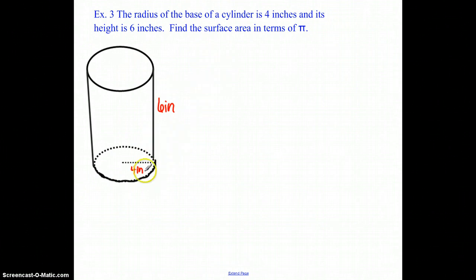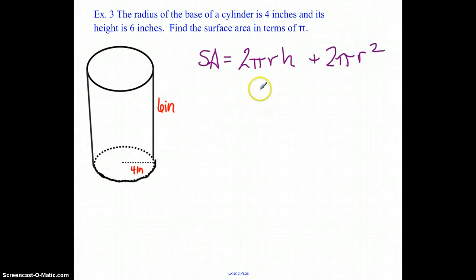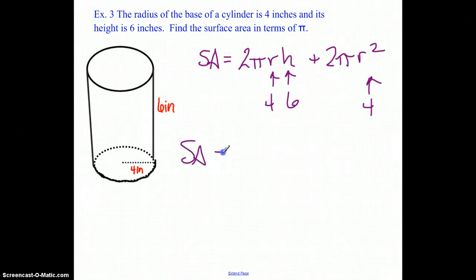So first of all, I can tell by looking at this picture that I have radiuses. So that means that to find the surface area, I'm going to have to use 2 times pi times radius times your height plus 2 times pi times radius squared. So in this one, I know all my radiuses are 4, and I know my height is 6. So if I plug that in, 2 times pi times 4 times 6 plus 2 times pi times 4 squared.